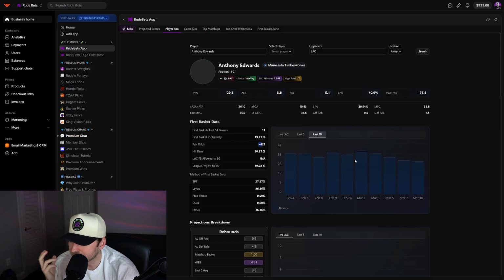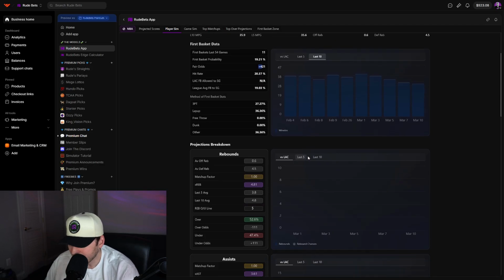I don't like to take players like that because I think minutes rules everything in the NBA. If there's a guy who gets like 28 minutes one night, and then the next night he's at 18, then the next night he's at 32, then the next night he's at 14, that's kind of a riskier play. So it's good to see that data. So minutes, very important.